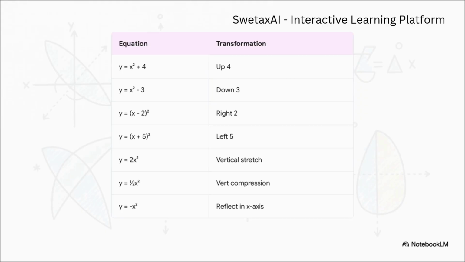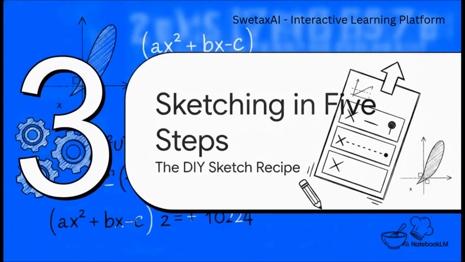Wild, right? We can also stretch the graph to make it narrower by multiplying by a whole number, or compress it to make it wider using a fraction. And, as we just learned, multiplying the whole thing by a negative acts like a mirror, reflecting it completely upside down. All right, let's get practical.